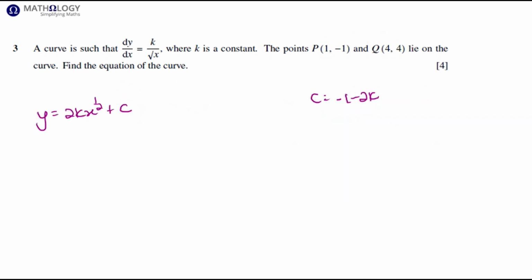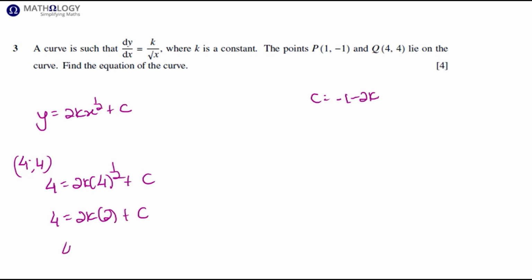Now we substitute the point Q into the equation of the curve. So 4 equals 2k times 4 to the half plus c. The square root of 4 is 2. So 4 equals 4k plus c. c equals 4 minus 4k. And there's the second equation relating c to k.